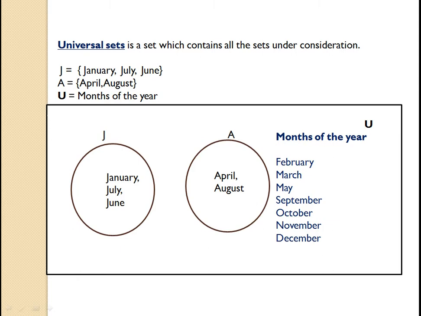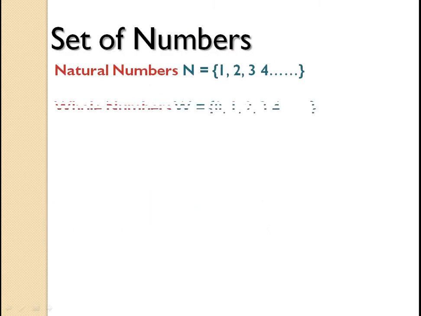Here we have the J set, which carries the months starting from the letter J. Similarly, in the A set we have the elements which start from the letter A. This means April and August. Here is a Venn diagram too. In the Venn diagram, the universal set is shown by a rectangle, and other sets are shown by circles.